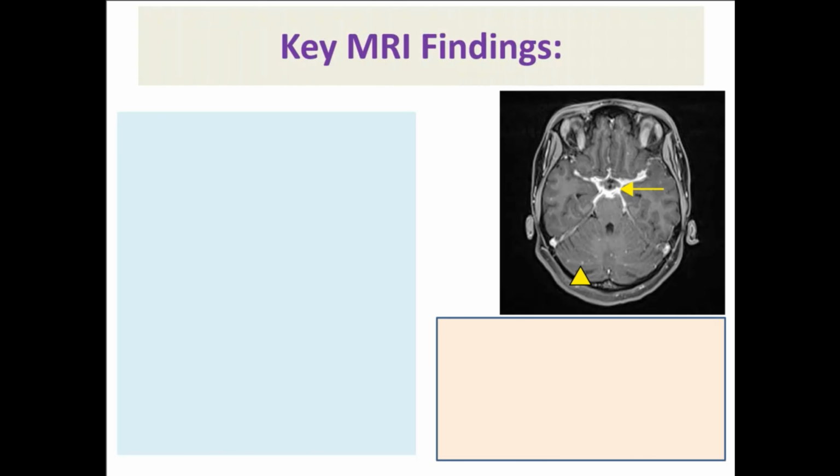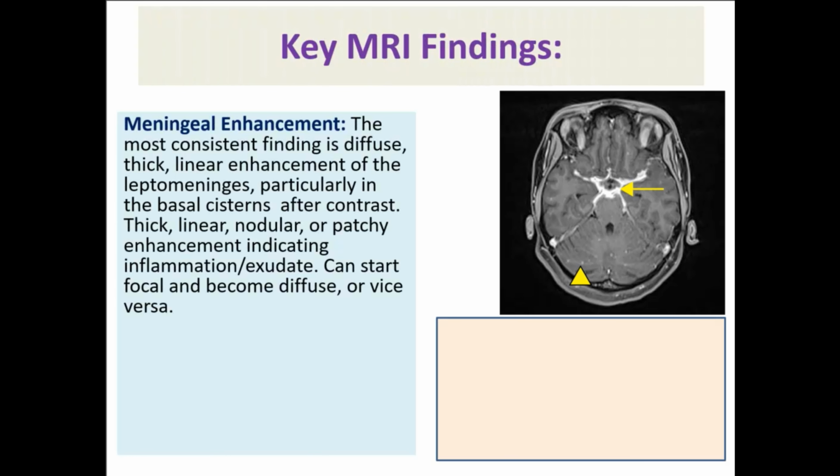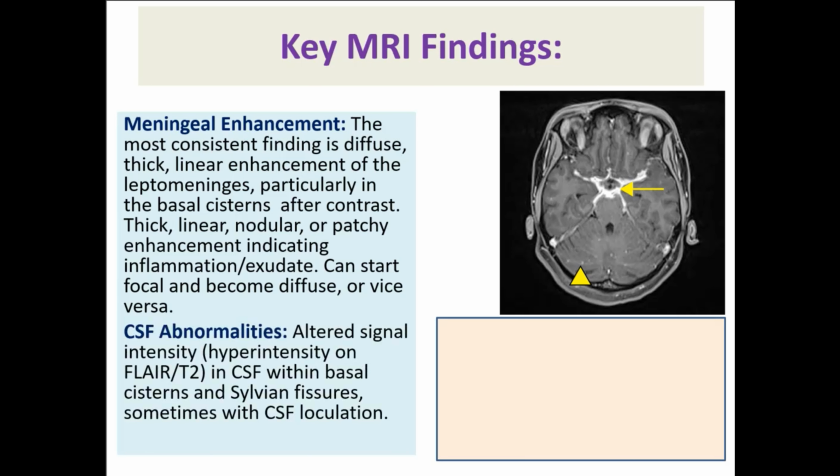67:1690-1. Key MRI findings: meningeal enhancement. The most consistent finding is diffuse, thick, linear enhancement of the leptomeninges, particularly in the basal cisterns after contrast. Thick, linear, nodular, or patchy enhancement indicating inflammatory exudate. Can start focal and become diffuse, or vice versa.